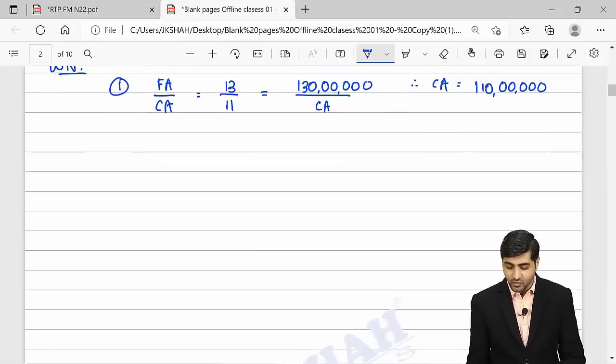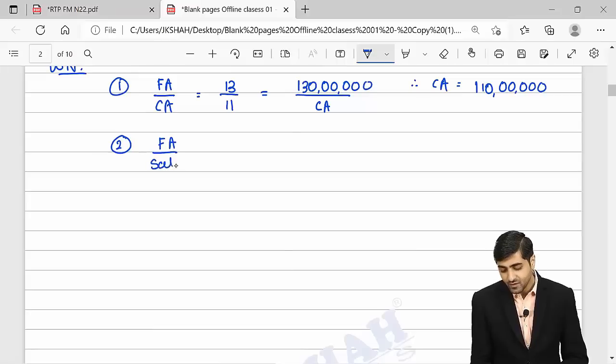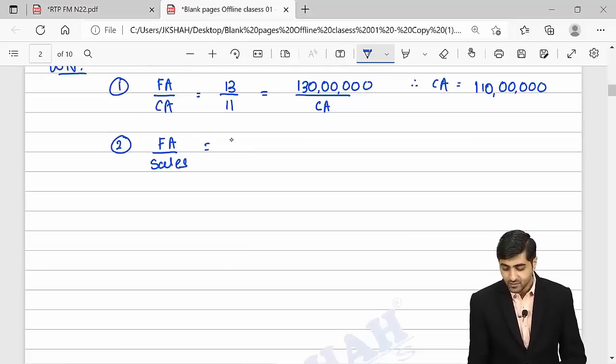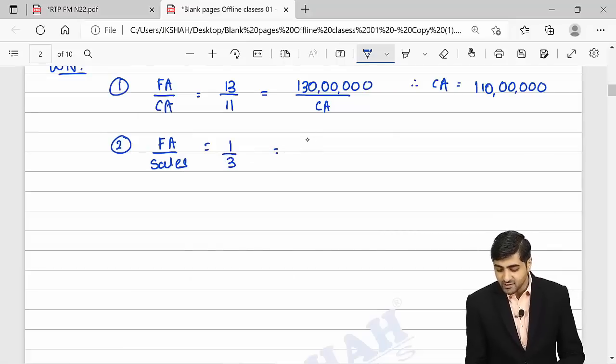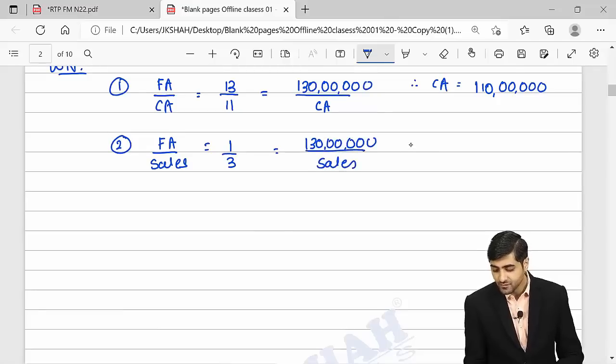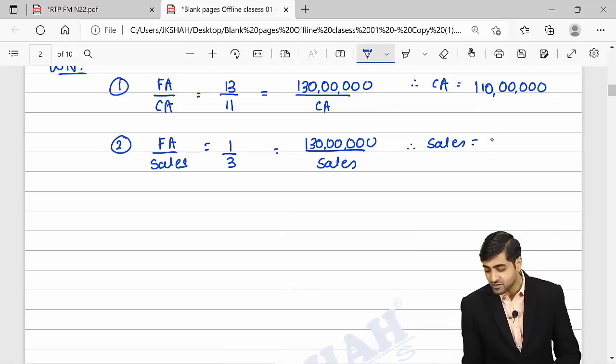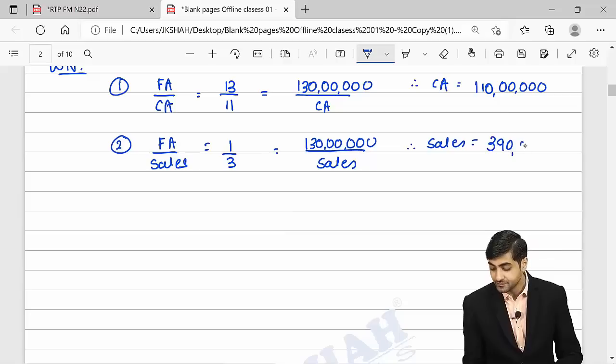So your second working note is going to be your fixed assets to sales, and the ratio here is 1:3. So this is nothing but 1 crore 30 lakhs upon sales. Therefore, your sales will be 1 crore 30 lakhs into 3. So that comes as your 3 crore 90 lakhs.